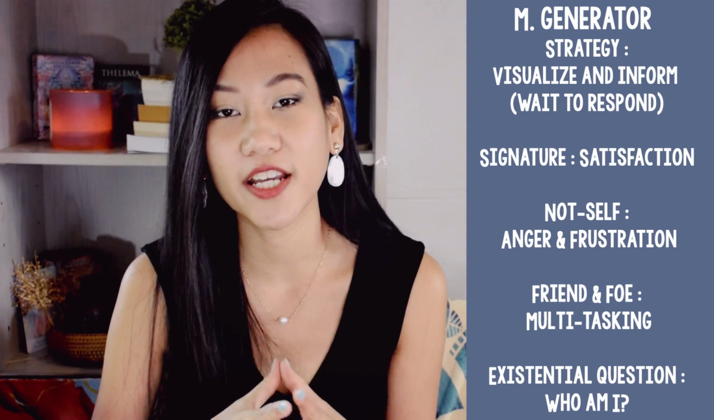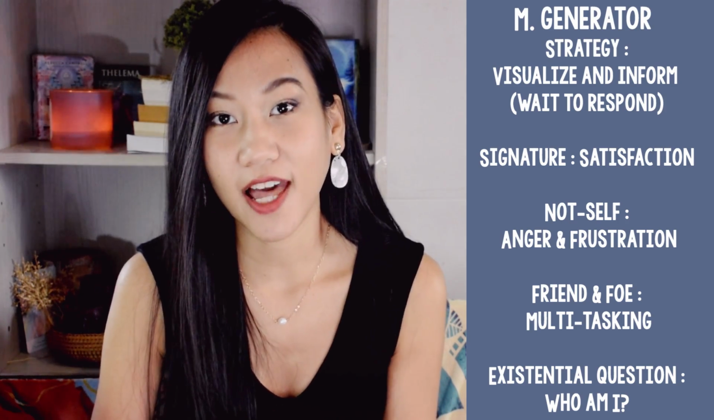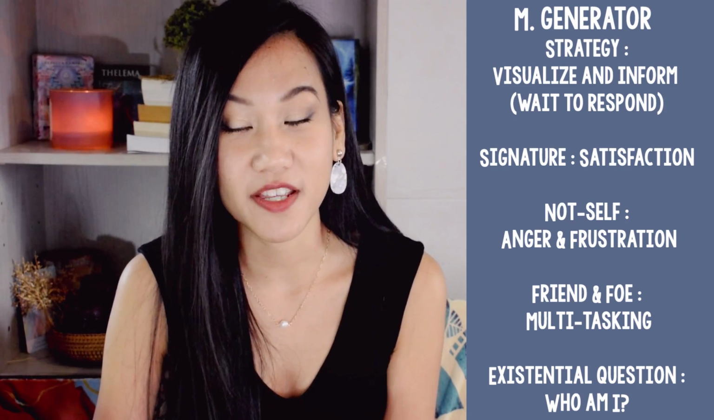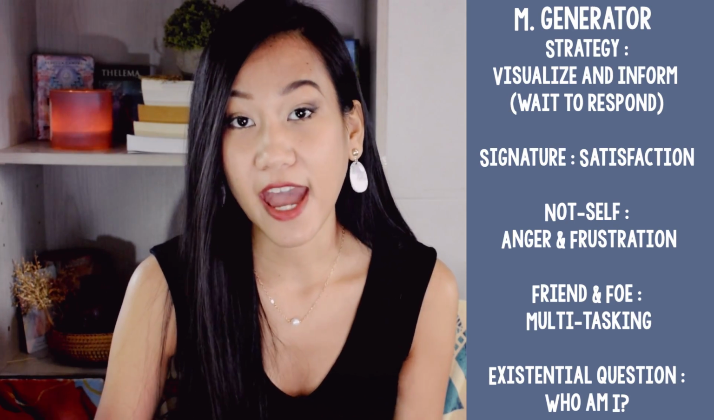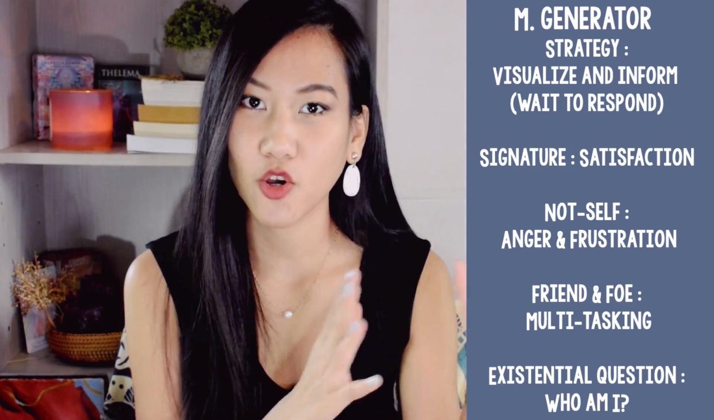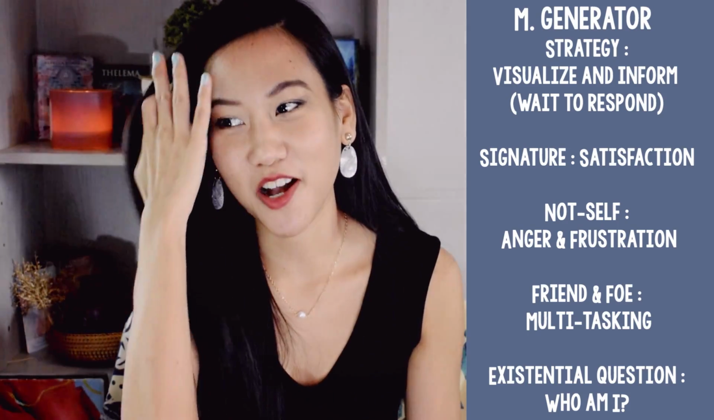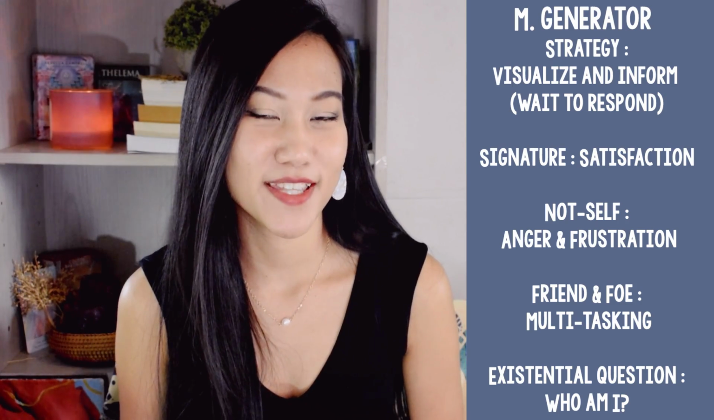So their signature is satisfaction, finding the right work for them, being on the right life path, following their life purpose, similar to the generator. Their not self is both anger and frustration, just like the generator. So you can go back and watch the part where I talk about the not self of the generator. Their friend and their foe is multitasking.